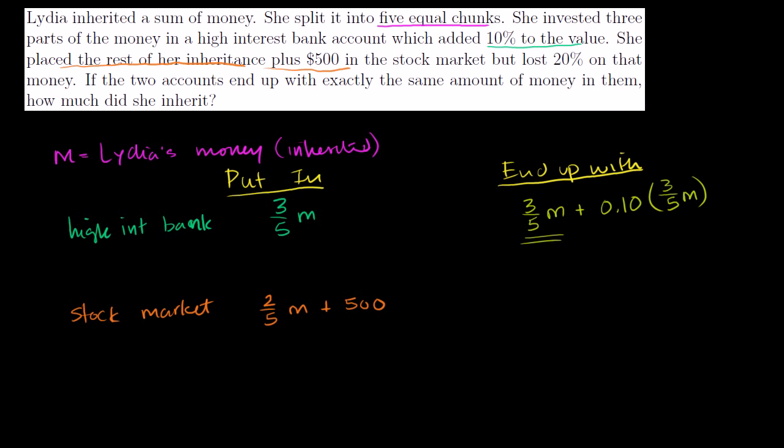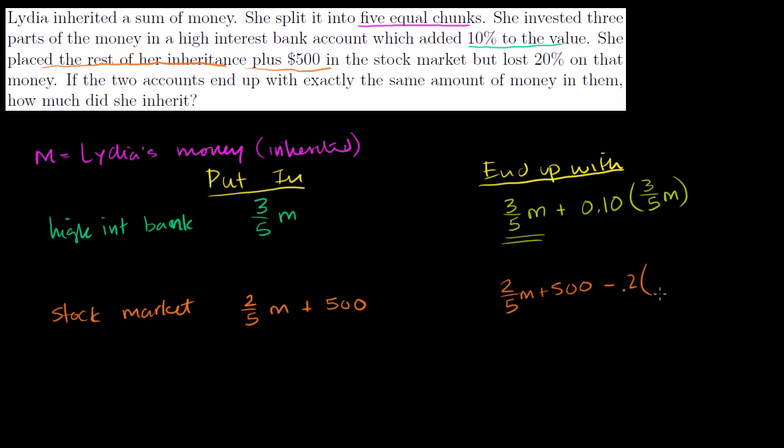Now in the stock market, she started with 2/5 M plus 500, but she lost 20% on that money. So minus 0.2, for 20%. She loses 0.2 times 2/5 m plus 500. That's how much she loses on the market. She loses 20% of this amount of money.